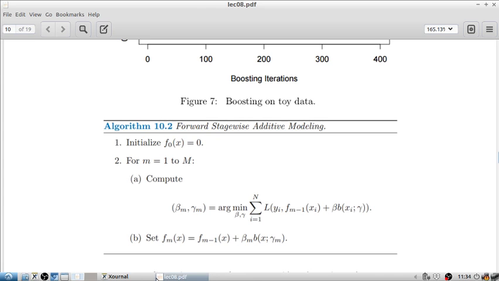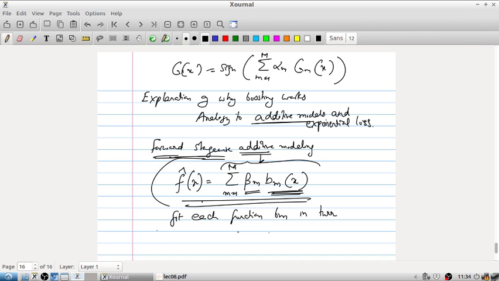The reason why I introduced forward stage-wise additive modeling is to say that Adaboost is doing the above for exponential loss.